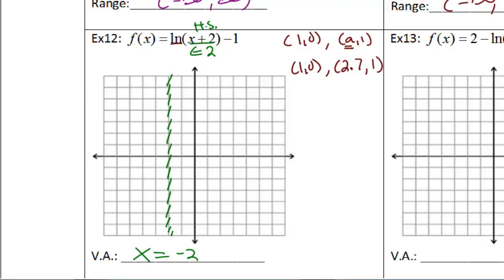Then I have that minus 1. What is this minus 1? That's a vertical shift, and that tells me that I need to go down 1 unit. So I'm going left 2 and down 1. So start with that point, 1, 0, which is right here.